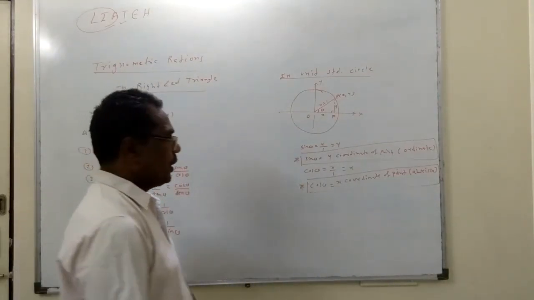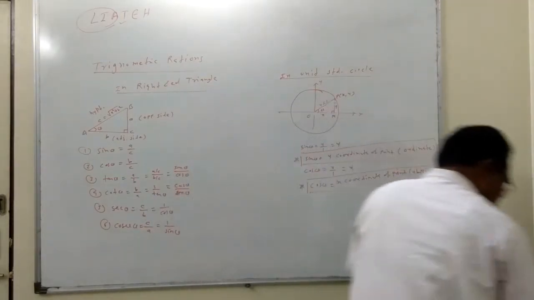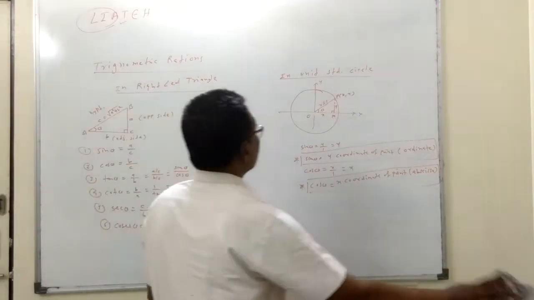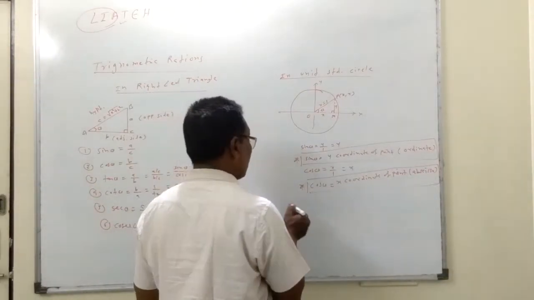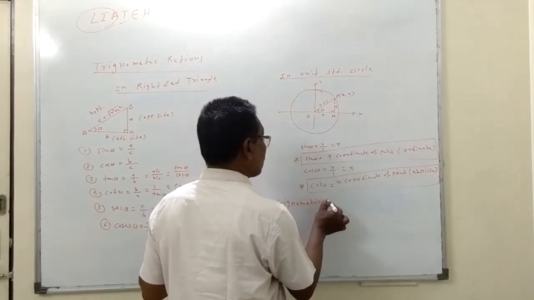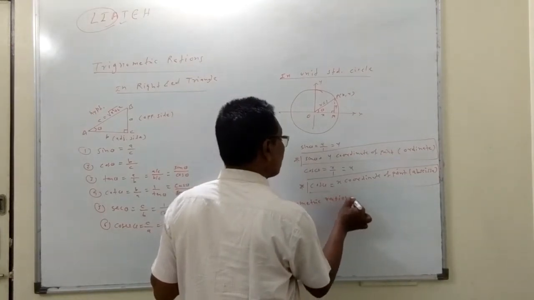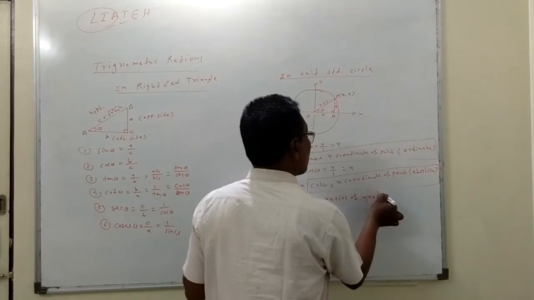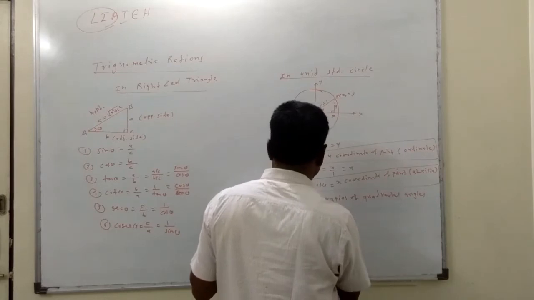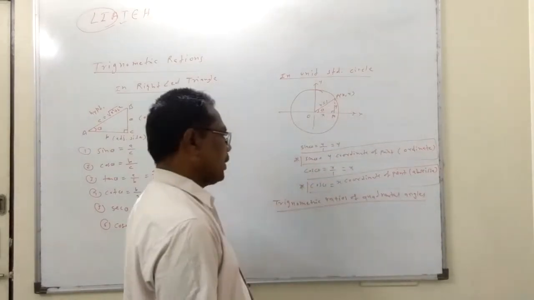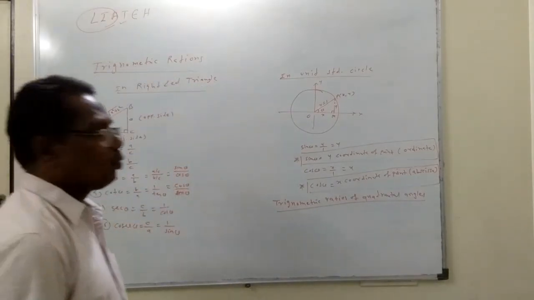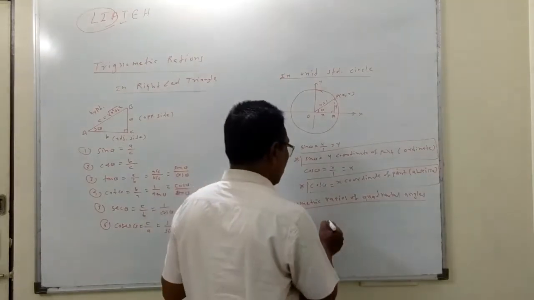From this, other ratios we can very easily find. Now from this concept we can very easily find trigonometric ratios of quadrantal angles. You know, we have already studied this definition in angles. Quadrantal angle means an angle in standard position with terminal arm along any one coordinate axis.